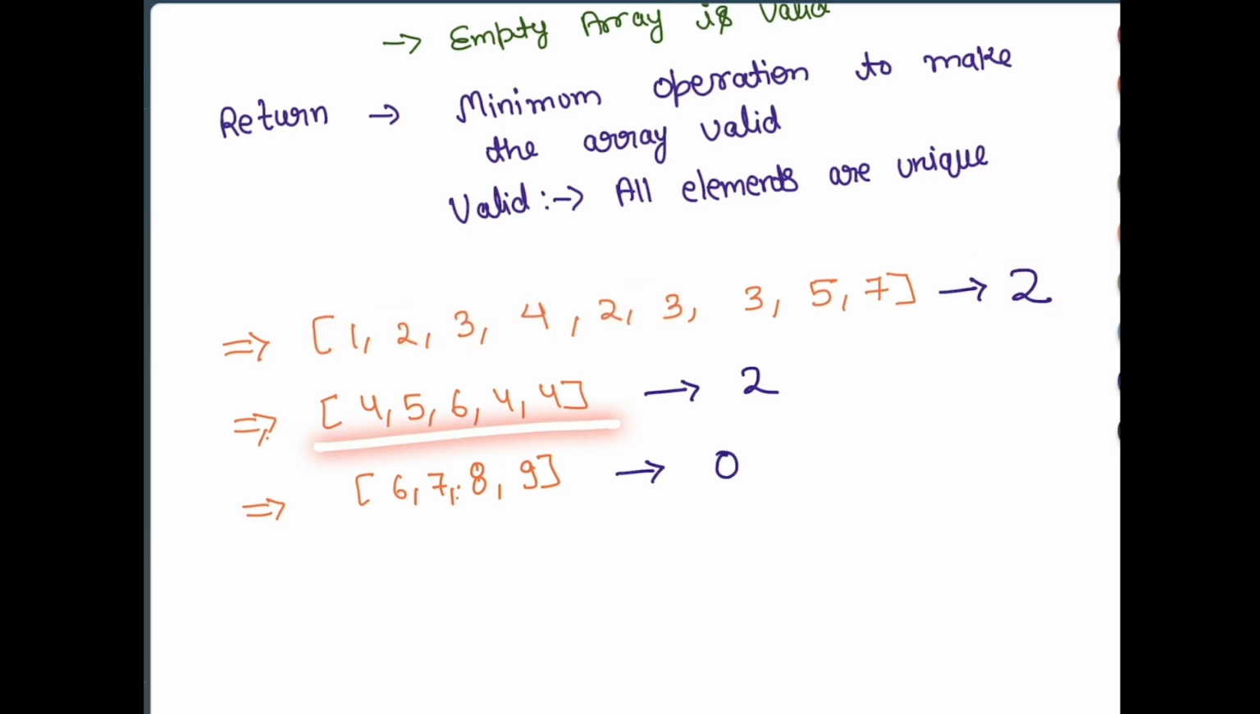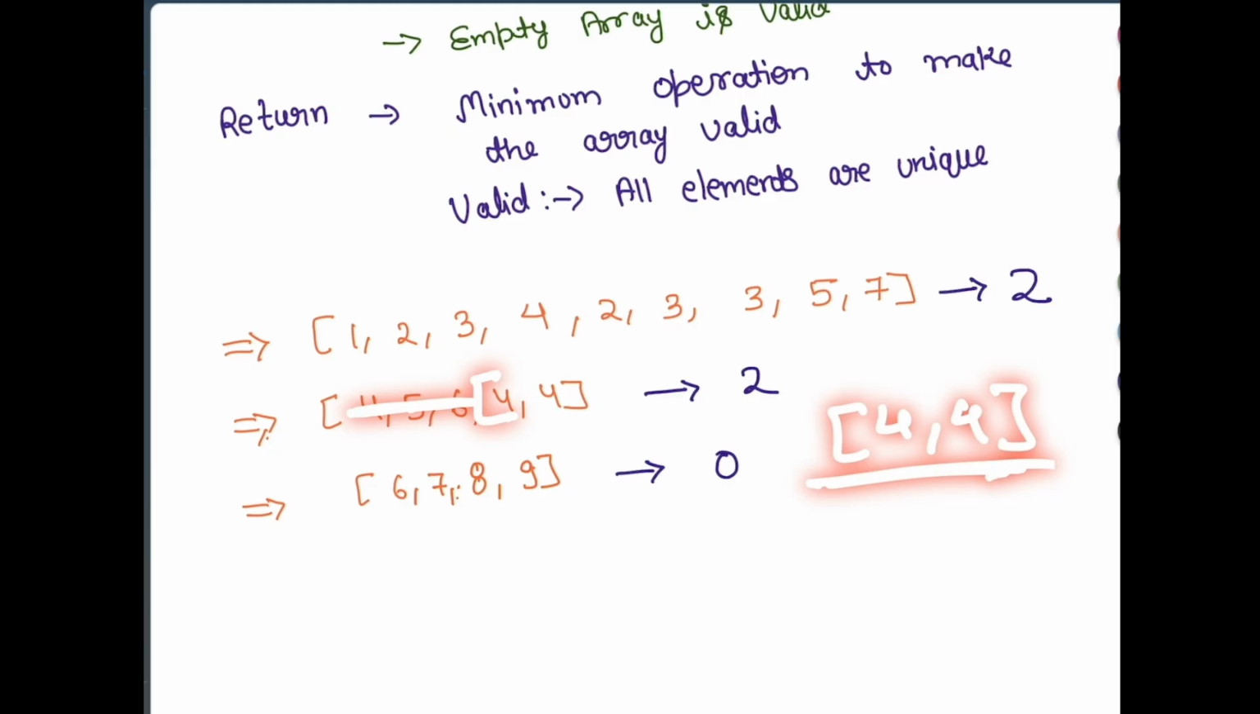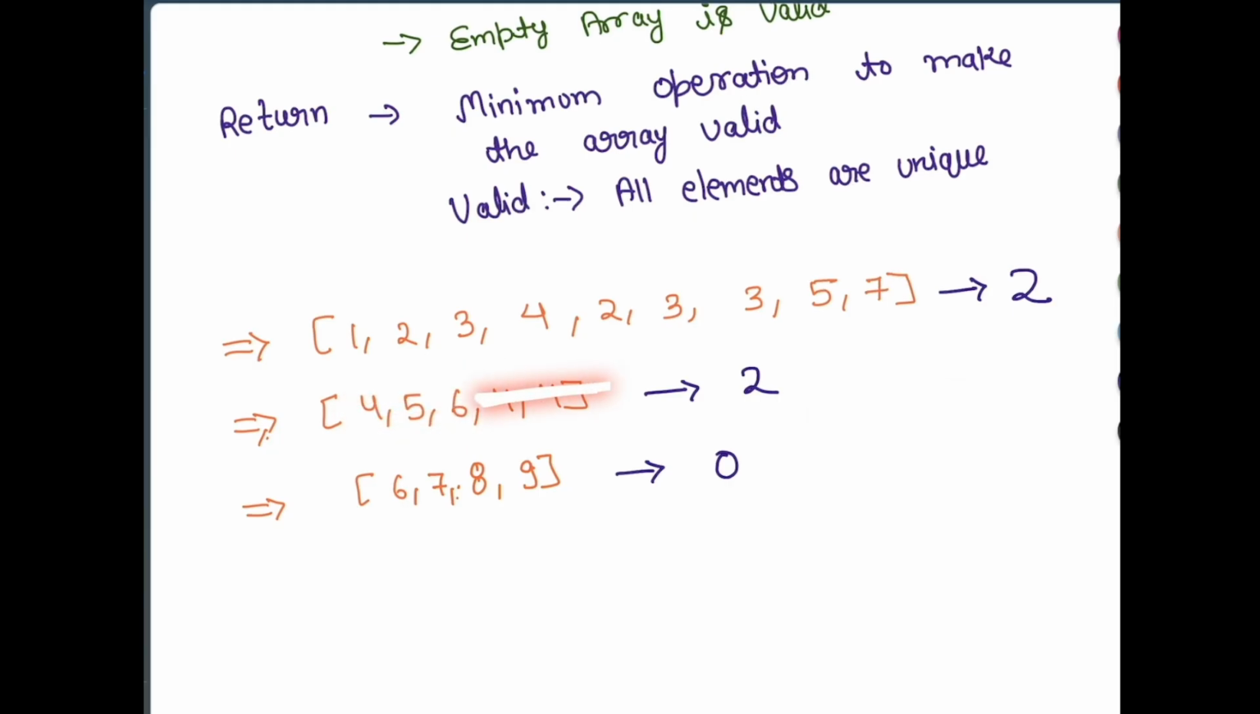Similarly, for the input number 2, you have a duplicate 4, 4 and 4. What is the operation you can perform? Remove the first 3 elements, and now you are left with just 2 elements, 4 and 4, and still your array is not valid because it does have duplicates. Now what you can do is remove the next 2 elements also, and you have performed the operation 1 and 2 times. Okay, 1 plus 1 is 2, so that is your output.